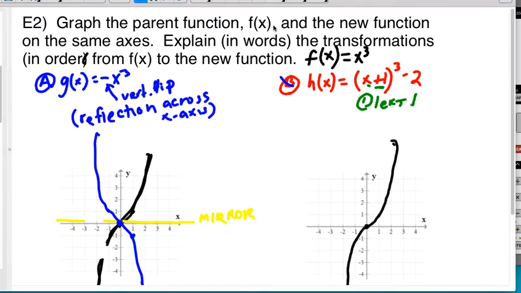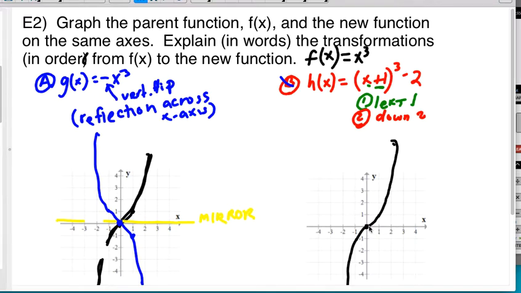And then the second change is going to be that -2 on the outside, which is going to be up 2. Sorry, down 2. Come on, brain. Sorry, guys. Every once in a while you have a moment and your brain's just not swift. Okay, so down 2. My bad. Sorry. Down 2.